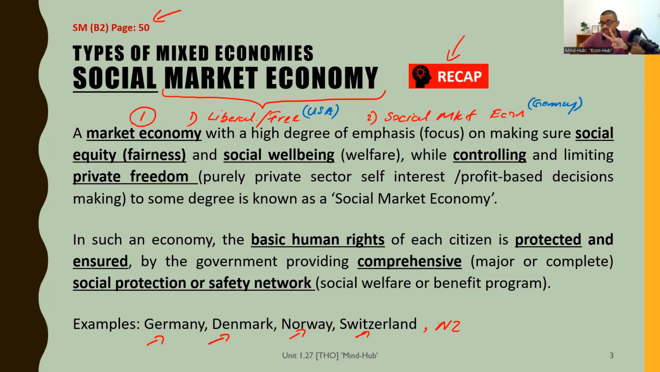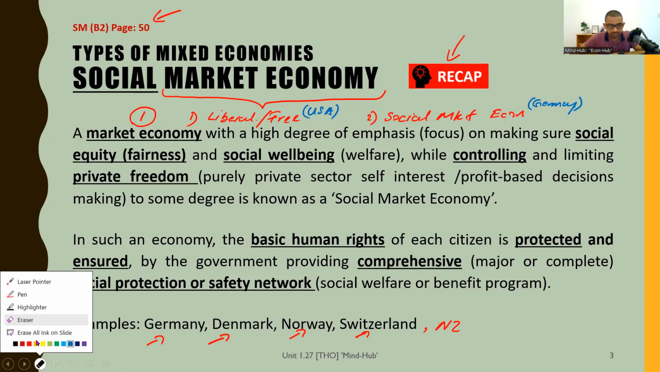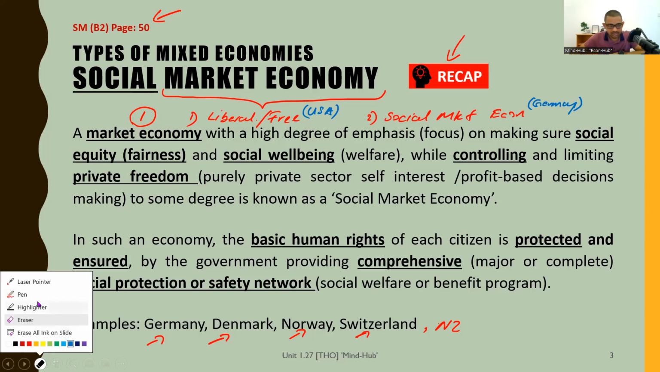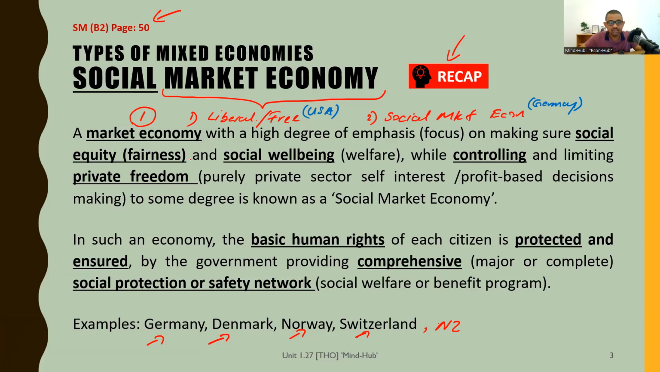So our second main point out of the 4 points is where I'm going to connect these two: social equity or fairness and social well-being, both together. That is the second point. Hopefully you guys are with me. Number 2. So the first point is market economy. Social market economies are market economies. The second point is there is social equity and social well-being.